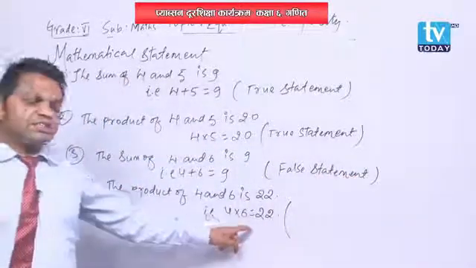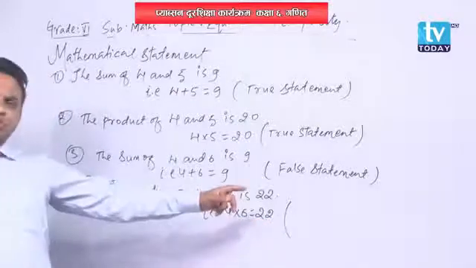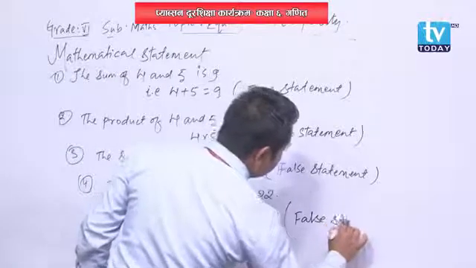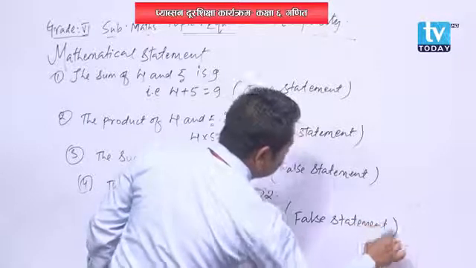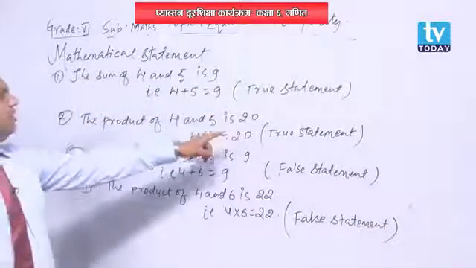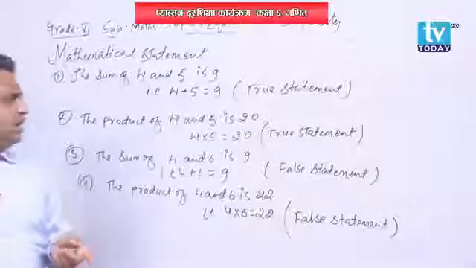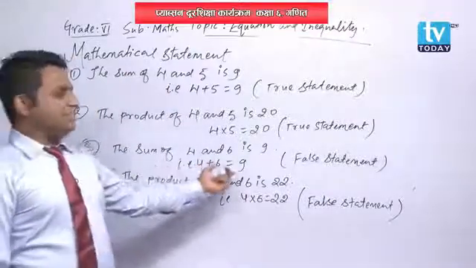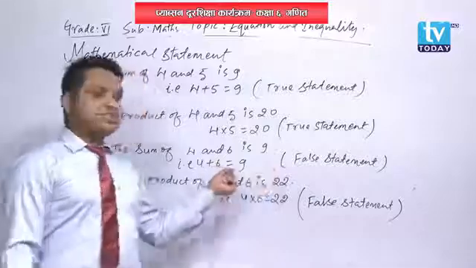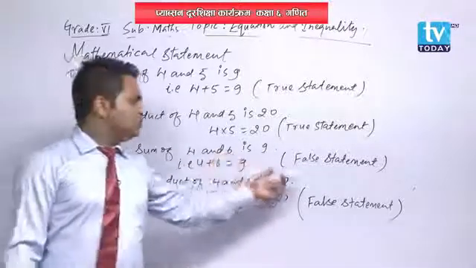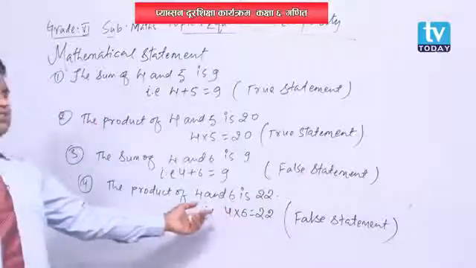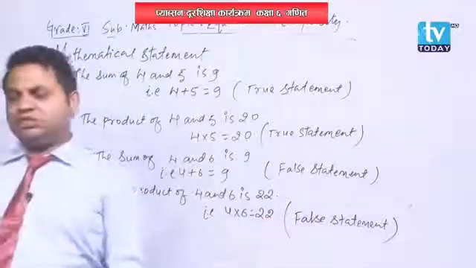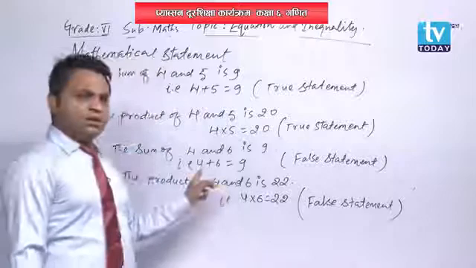Now 4 into 6 is 22. This is also a false statement, because 4 sixes are 24. Is that clear? There are two true statements. The sum of 4 and 5 is 9, this is a true statement. The product of 4 and 5 is 20, this is a true statement. The sum of 4 and 6 is 9 is a false statement, because 4 plus 6 is 10, but 10 cannot be equal to 9. And 4 sixes are 24, so 4 into 6 equal to 22 cannot be true. So this is also a false statement. Is that clear? Got this point?